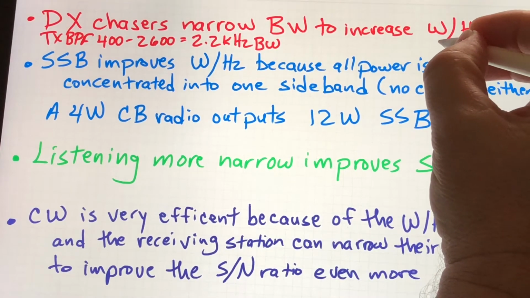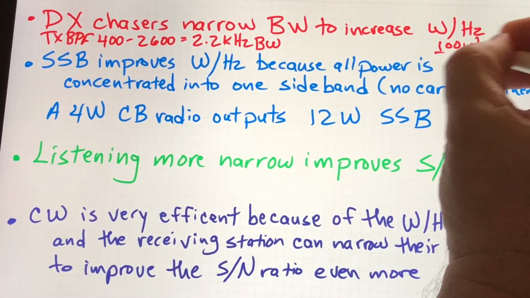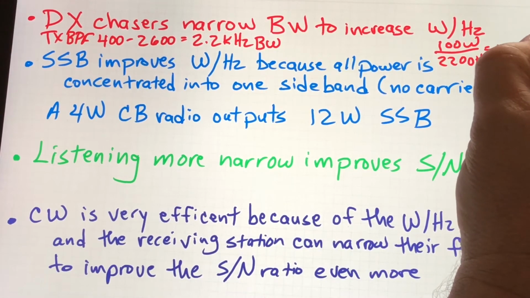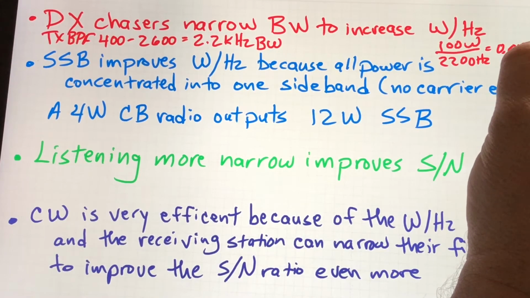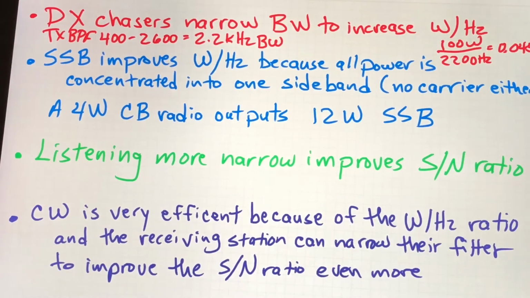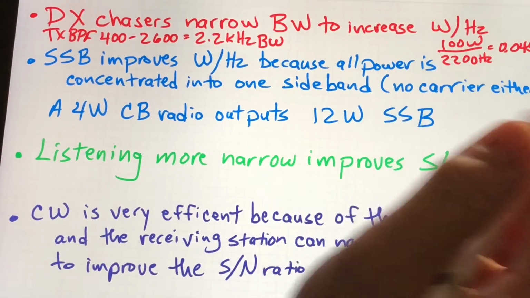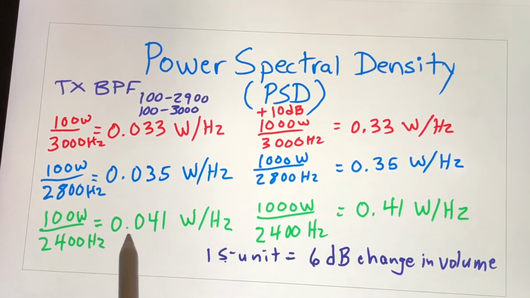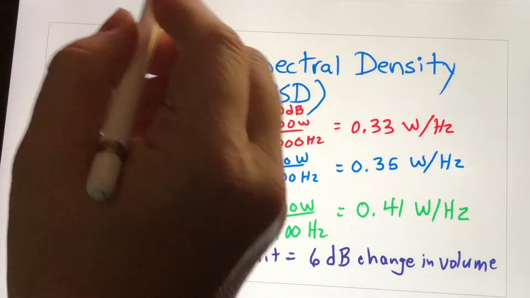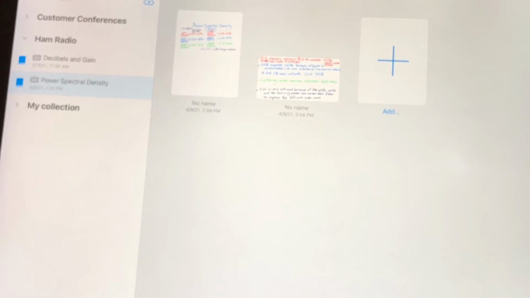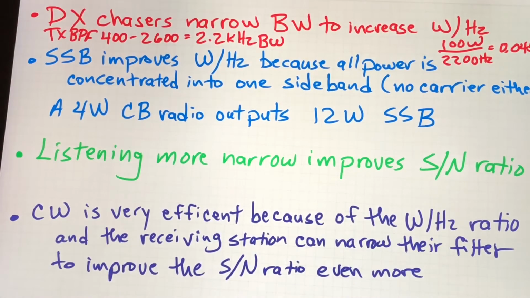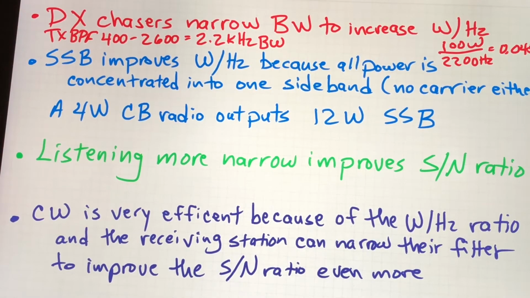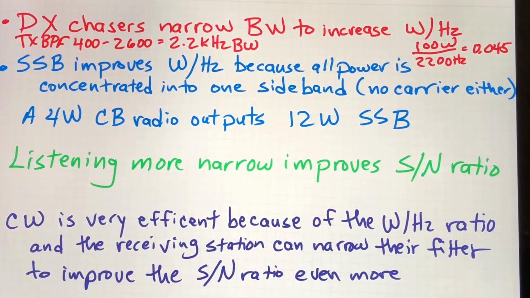So we're going to take 100 watts, divide that by 2200 hertz, and that equals 0.045, and 45 again, by the way. So now if we go back and compare that to the 2400 hertz, it was 0.041. So they are literally squeezing every amount they can get as far as the watts per hertz. Let me move that over a little bit so you can see, as I'm cutting off a little bit.